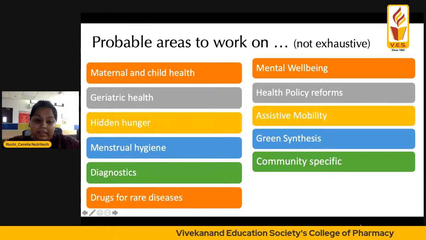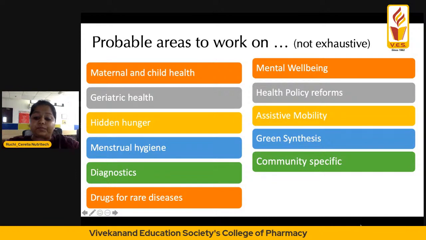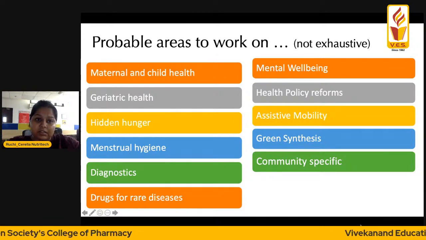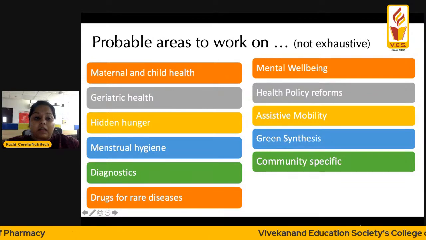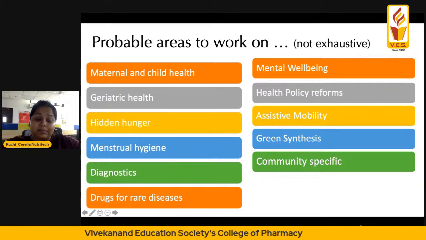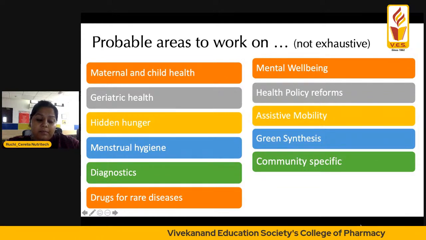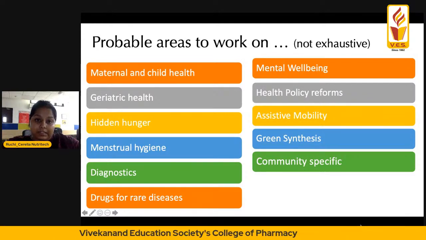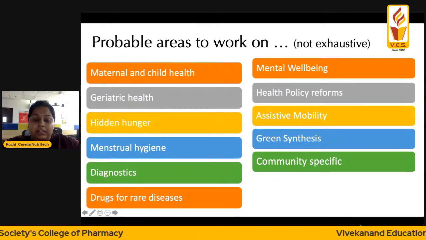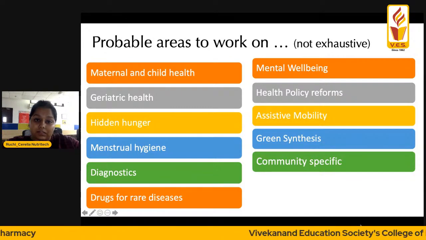Then drugs for rare diseases, like I was mentioning earlier, rare diseases are something wherein say less than 1% of the world population is suffering from them. Now, the development cost for medicines or drugs for such diseases is pretty high. And since there are no profit margins available, because obviously the population is lesser, often pharma companies do not want to work on such diseases. So development of vaccines or drugs for rare diseases is another area where academia or researchers can pitch in.